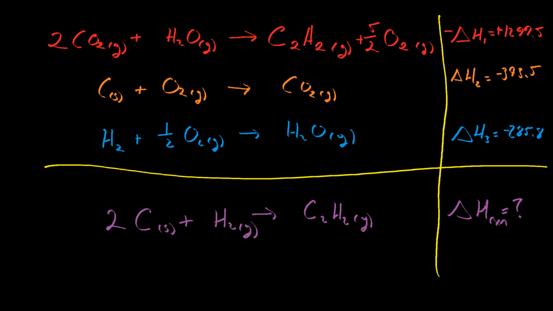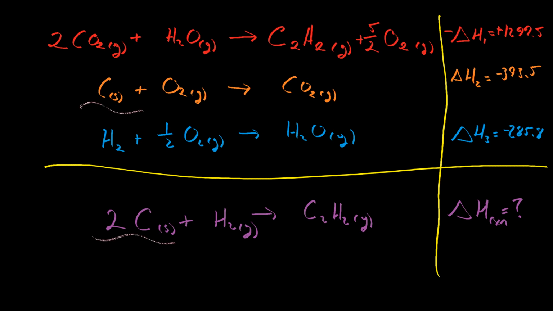dioxide plus 1 water, producing 1 acetylene molecule and 5/2 oxygen molecules, with an enthalpy change of positive 1299.5 kilojoules per mole. And next up, we're going to go ahead and do the same thing we just did for carbon. We look at our goal reaction.